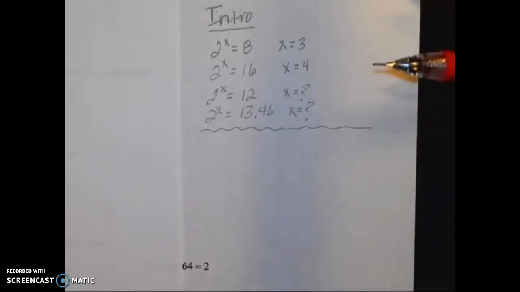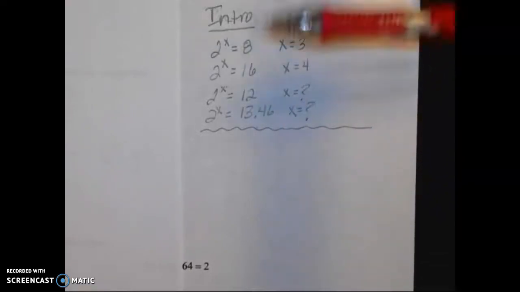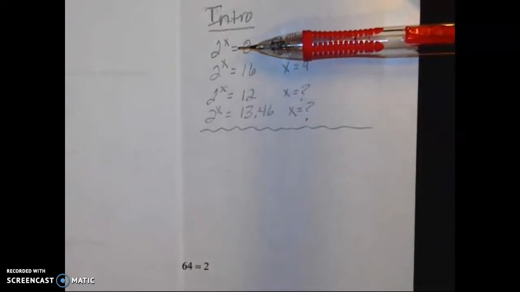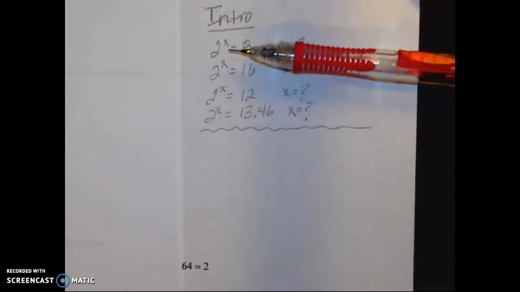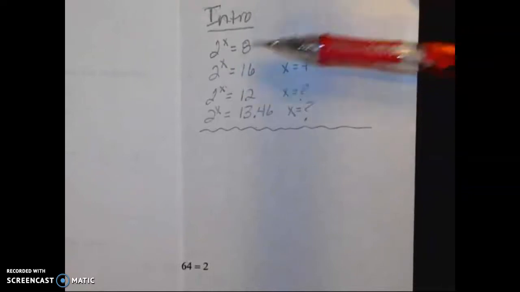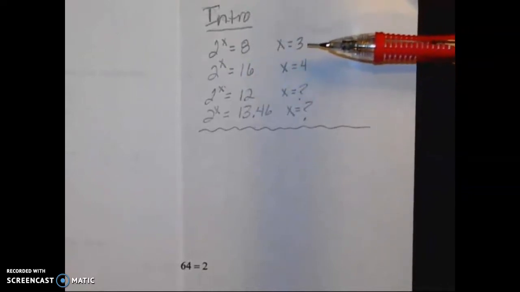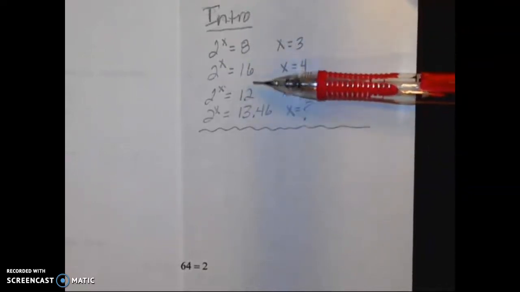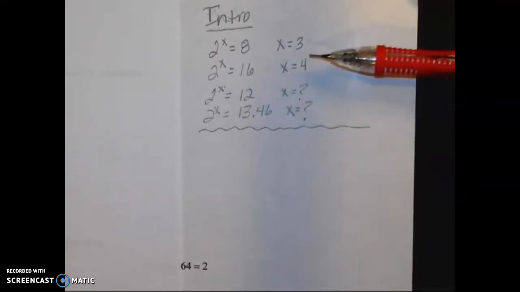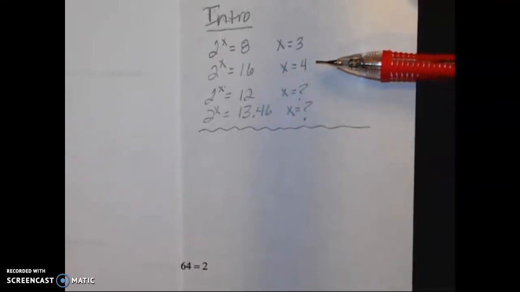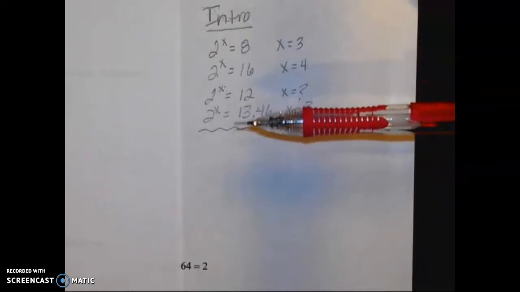I just want to do a quick review of exponents I made you memorize a while back. 2 to what power gives me 8? We know that that's 3. It's cubed. 2 to what exponent gives me 16? We know that that is 4. But the question is, here's where logs come in.